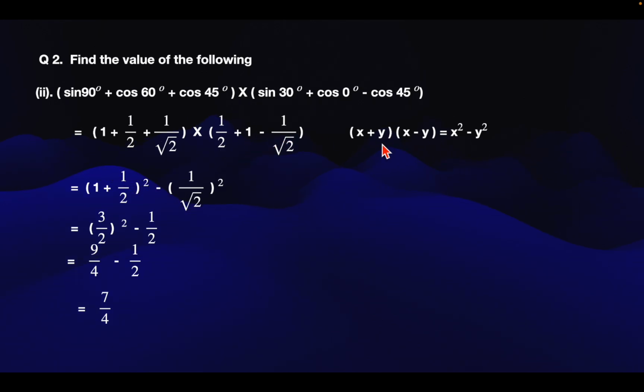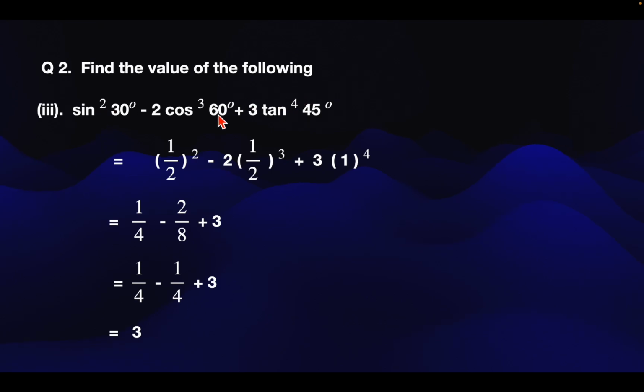In algebra, you have learnt x plus y into x minus y is equal to x square minus y square. So this expression plus 1 upon root 2 multiplied by again the same expression minus 1 upon root 2. So this will give us 1 plus 1 upon 2 the whole square minus 1 upon root 2 the whole square. Okay, simplify this. This is 3 upon 2 the whole square minus 1 upon 2. Root 2 into root 2 is 2. Okay, simplify it further, you will get this answer 7 upon 4.